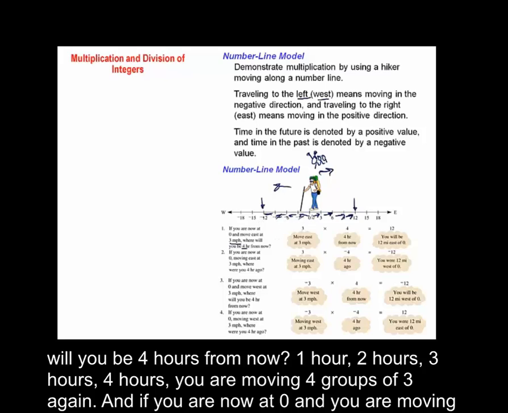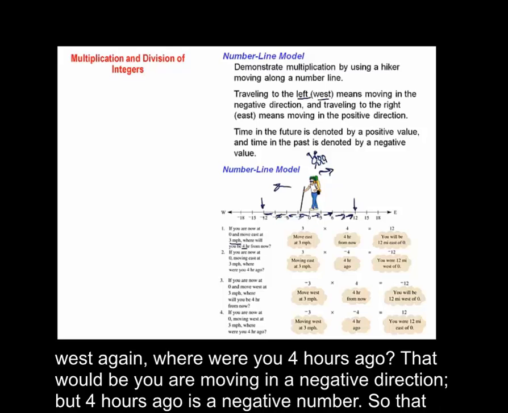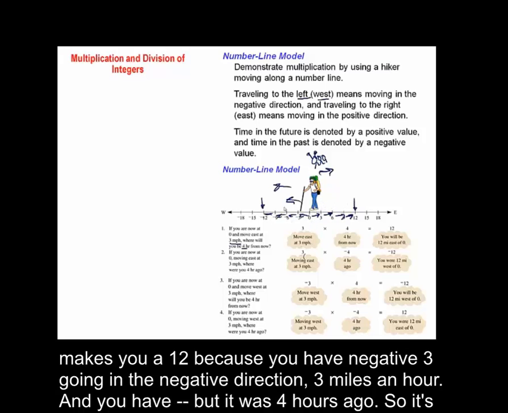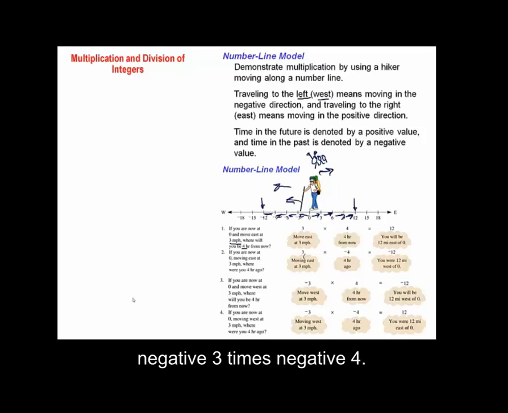And if you're now at 0 and you're moving west at 3 miles, where were you 4 hours ago? You're moving in a negative direction, and 4 hours ago is a negative number, so that makes you at 12, because you have negative 3 going in the negative direction, 3 miles an hour, but it was 4 hours ago, so it's negative 3 times negative 4.